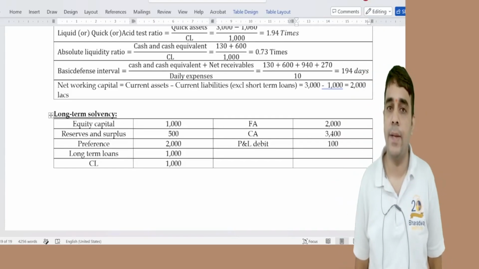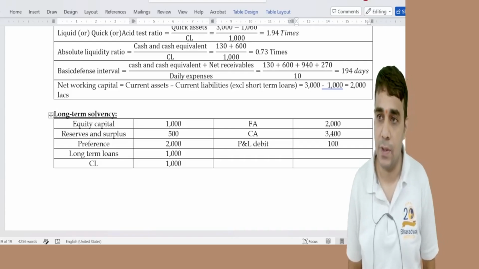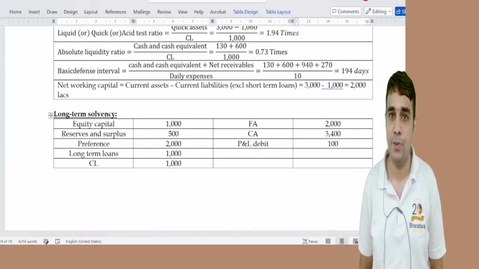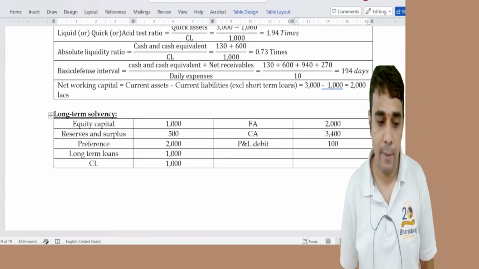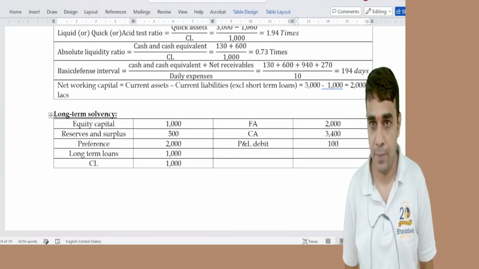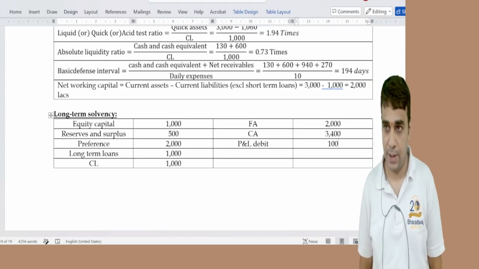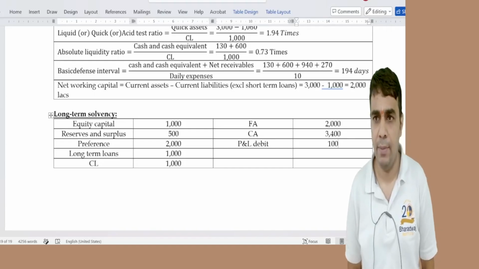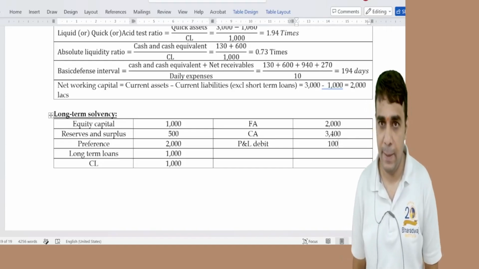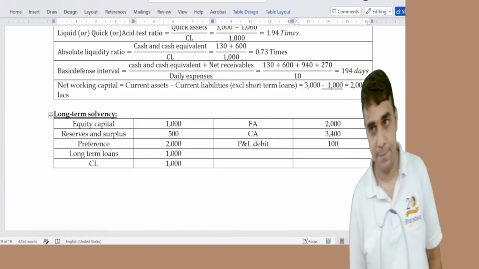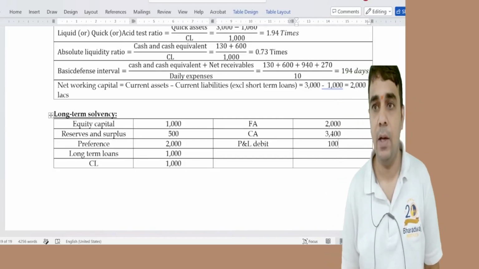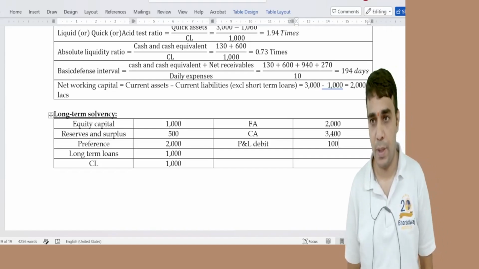Now I want to measure something called long term solvency. What is long term solvency? It is the ability to repay the long term liabilities of the company. The long term liabilities here are: preference is a liability, long term loan is also a liability, equity is also a liability, but we don't repay equity. So I want to measure my ability to repay the preference and the long term loan.